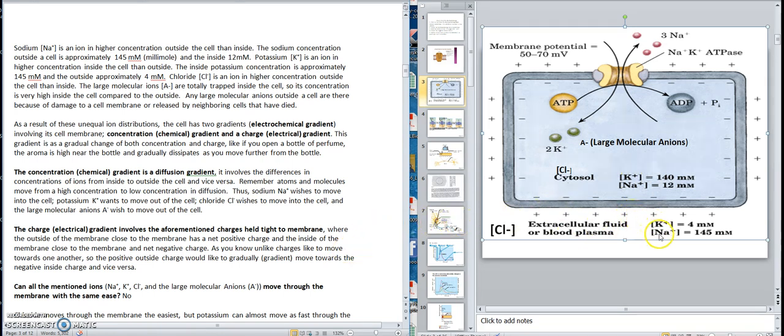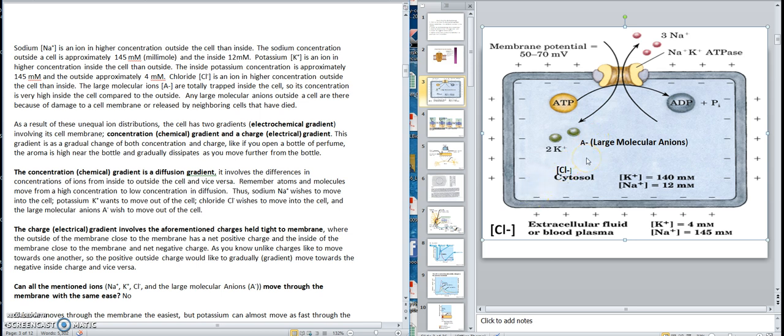The sodium, when it comes to charge, would like to move in, just like it did with the concentration, because sodium is positive and the inside is negative. Okay? So you see things in some cases change when we get to concentration. So the large molecular anions would like to move out. They can't because they're negative, inside is negative, like charges repel.